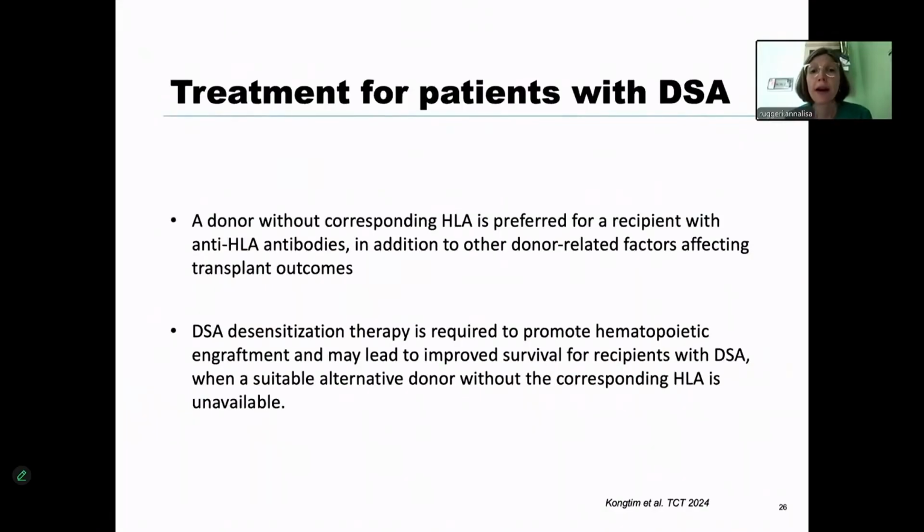But when a second donor is not possible to be found, or also because you need to perform your transplant very urgently, it is another important possibility. An important approach is to proceed with the DSA desensitization therapy, which is required to promote the engraftment and may ultimately improve the survival for recipients with DSA when a suitable alternative donor is not available.